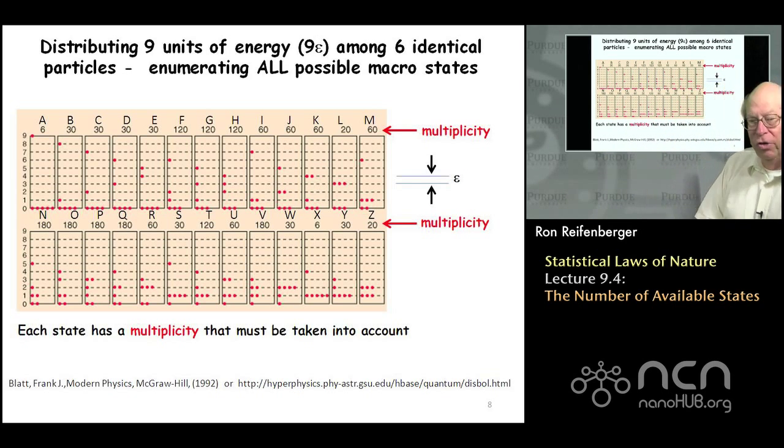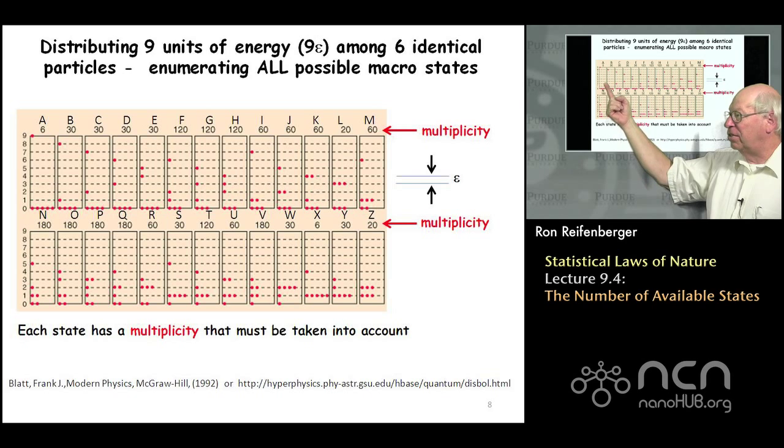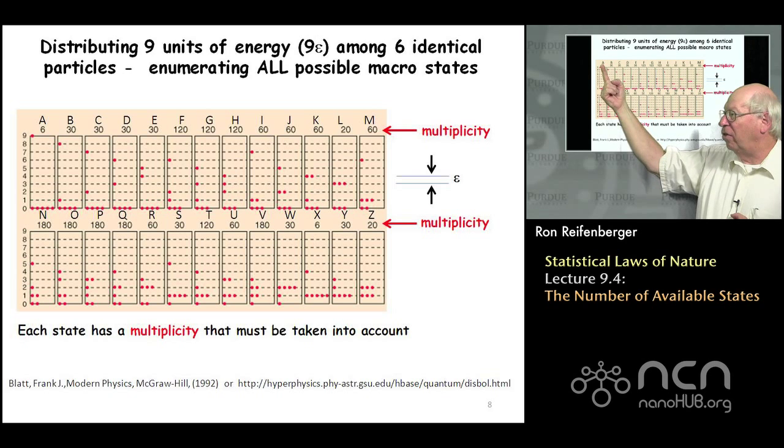In this slide, I try to enumerate those states. So clearly, if I've got 6 particles and I've got a total energy of 9 epsilon, one possible state of the system is I just put one particle in the energy level 9 epsilon. I put the other 5 particles in the 0 energy, and that's one possible state of the system. In this lecture, I label the states by capital letters, so we'll call that state A. And it turns out there's 6 different ways I can arrange this one particle to be in this energy level 9 epsilon.